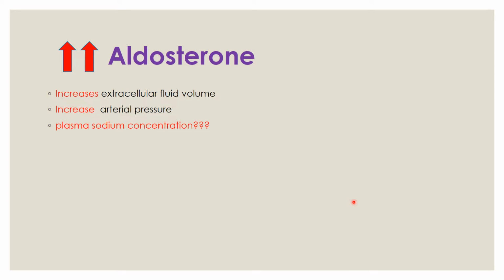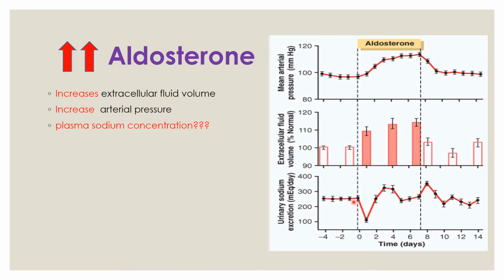What about the plasma sodium concentration? Will it be increased? Here the effect will be very minimal. It might be normal or very slightly increased, because when aldosterone increases the sodium reabsorption, the water will follow. So the sodium concentration will not be increased. And even if there is a slight increase in sodium concentration, this will stimulate our thirst center and the secretion of ADH, which will increase the water intake to normalize the osmolality of the blood.